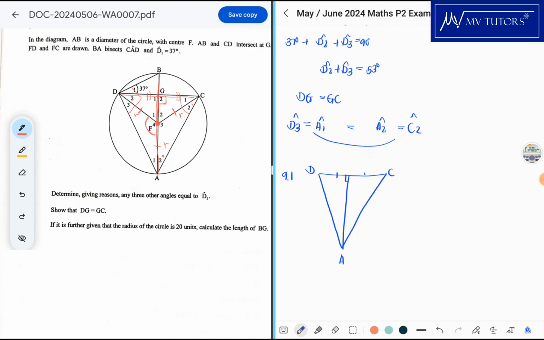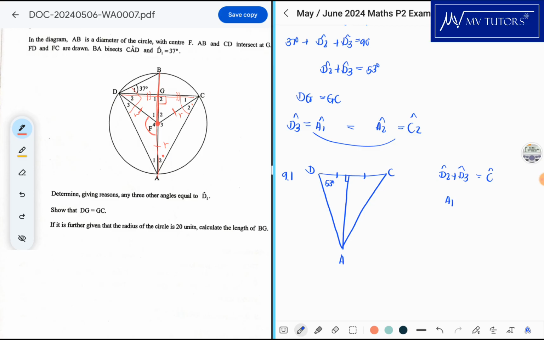Remember, these two lengths are the same. So D2 and D3, we said it's 53. We actually have two congruent triangles. So D2 plus D3 is actually equal to C. C1 plus C2, if you may, but it's actually equal to angle C.